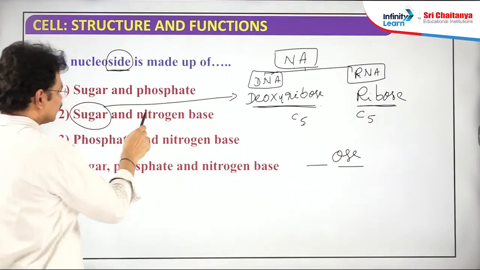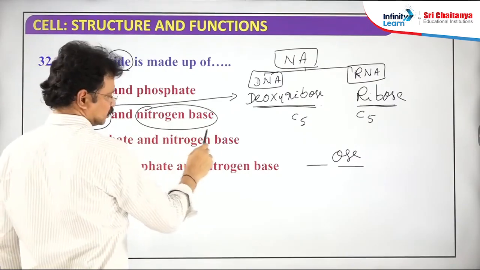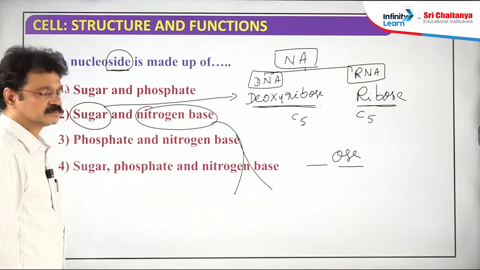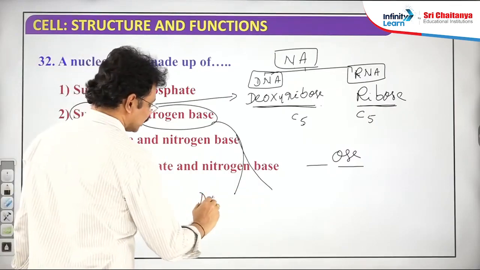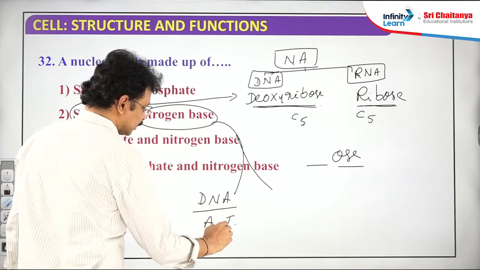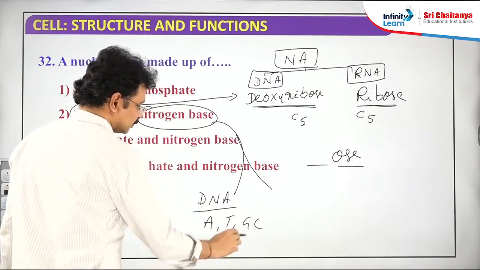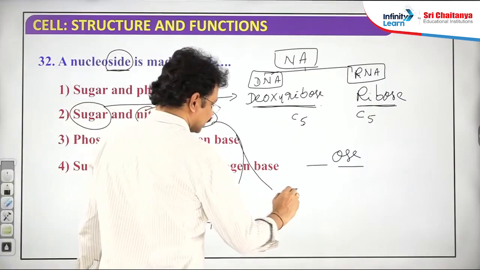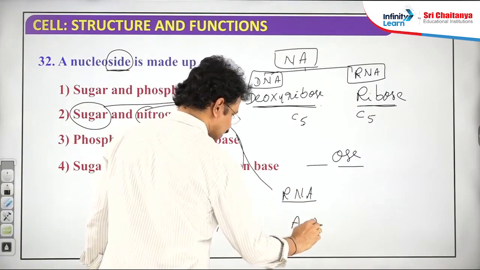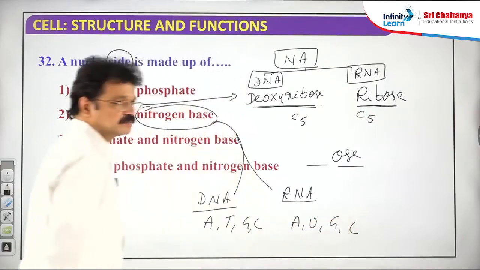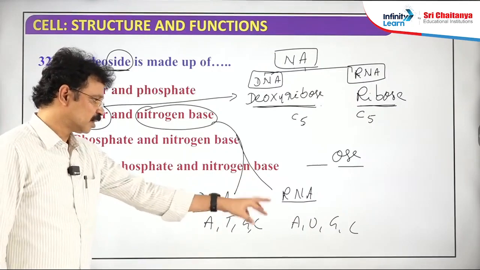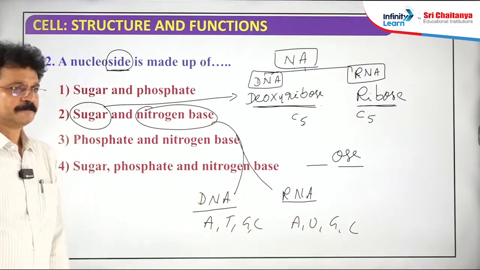Next, what kind of nitrogen bases are found in DNA and RNA? In DNA molecule, 4 types of nitrogen bases such are A, T, G, C. Whereas in RNA, also 4 types of nitrogen bases are present such are A, U, G, C.